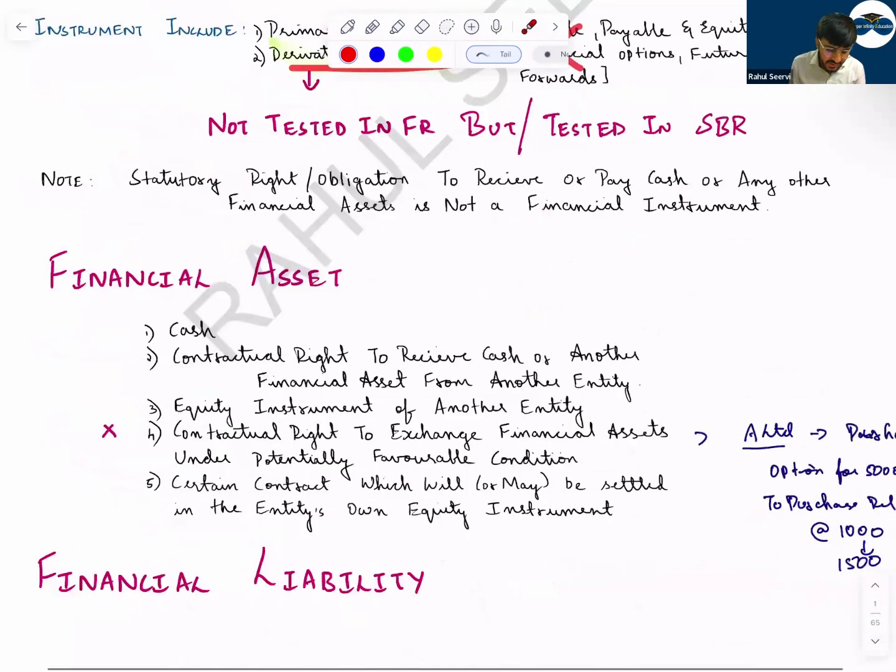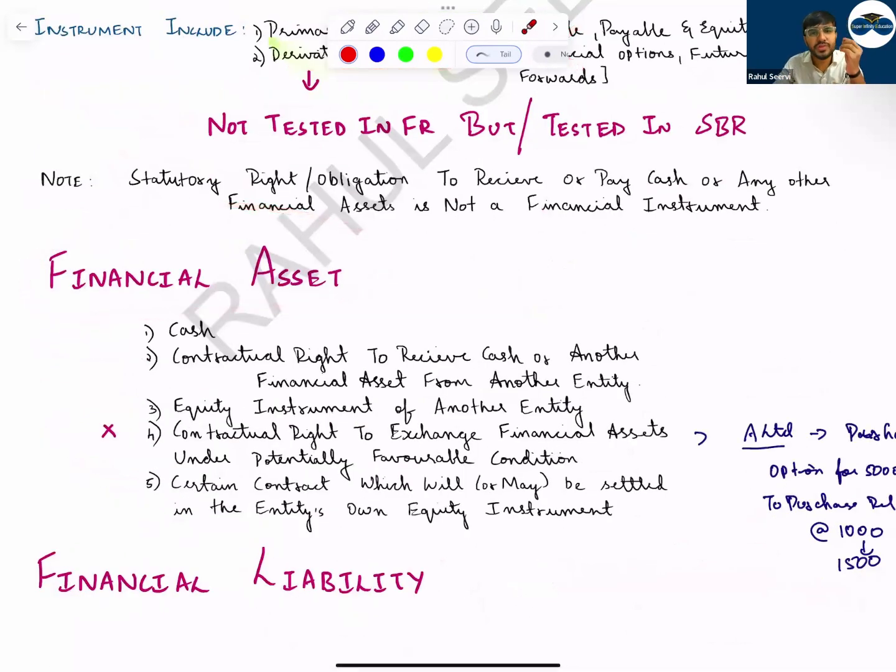Then we started a discussion regarding financial instrument. Financial asset means what? Cash, contractual right to receive cash or another financial asset from another entity. Then equity instrument of another entity. If you have done any investment in any other company, that is also considered. Then contractual right to exchange financial asset under potentially favorable condition. We had taken the examples of options, swaps, not tested. The accounting will not be tested, but you should have an idea that this is also a financial asset.